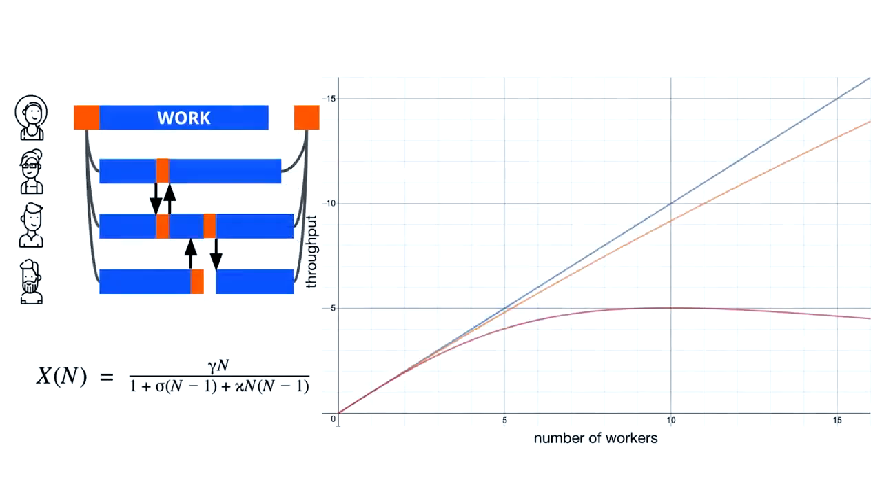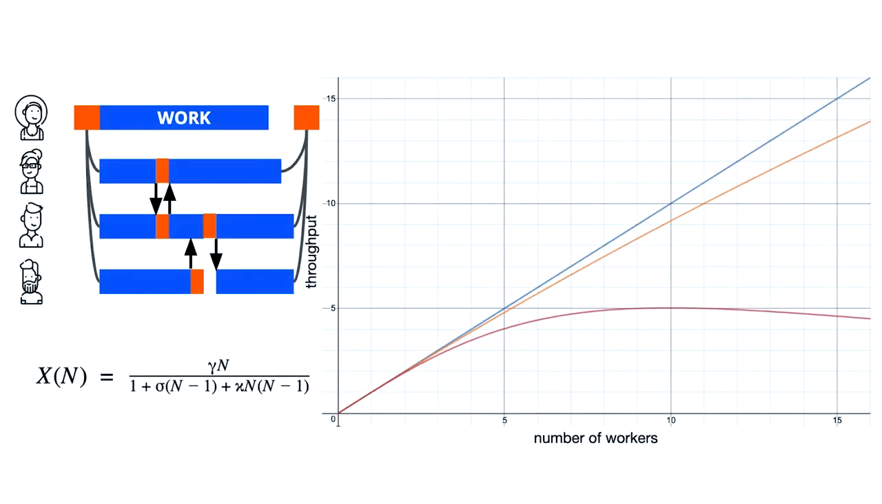The four blue segments with orange and white gaps appear to the left of a graph with the equation X(n) = γn / (1 + σ(n − 1) + κn(n − 1)). Graph x-axis, labeled number of workers, from 0 to 15 in increments of 5. Y-axis, labeled throughput, from 0 to 15 in increments of 5. Blue line from coordinates 0, 0 to 15, 15. Red line arcs from 0, 0 to 15, 13. Pink line arcs from 0, 0 to 10, 5 to 15, 4.5.